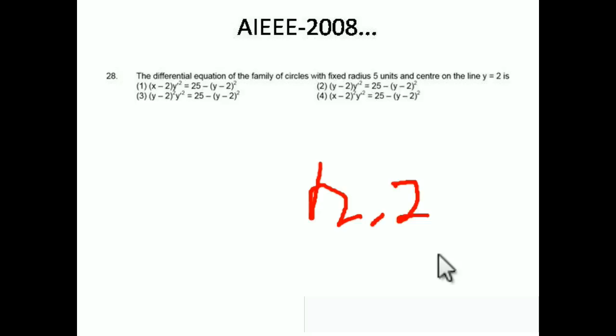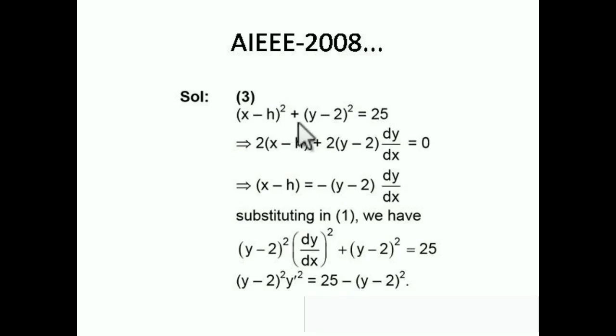Now put that in the basic equation. So we have x minus h whole square plus y minus 2 whole square is equal to r square, that means 5 square, that means 25. Now what is the meaning of a differential equation? That means in the differential equation we don't have any arbitrary constant. Here we have only one arbitrary constant, that is h. So just remove that and get the answer.